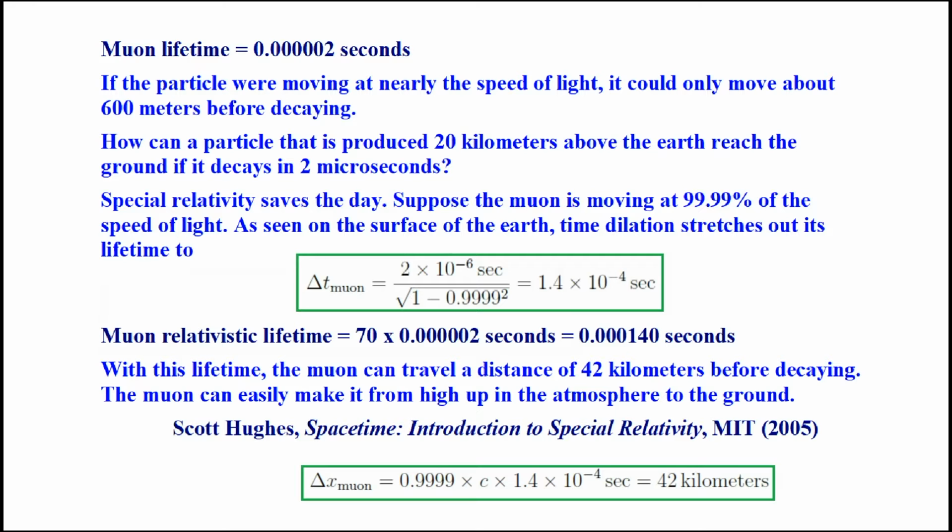Suppose the muon is moving at 99.99% of the speed of light. As seen on the surface of the Earth, time dilation stretches out its lifetime to, makes the calculation, comes out to 140 microseconds. With this lifetime, the muon can travel a distance of 42 kilometers before decaying. The muon can easily make it from high up in the atmosphere to the ground. Okay, this was published by the MIT people.